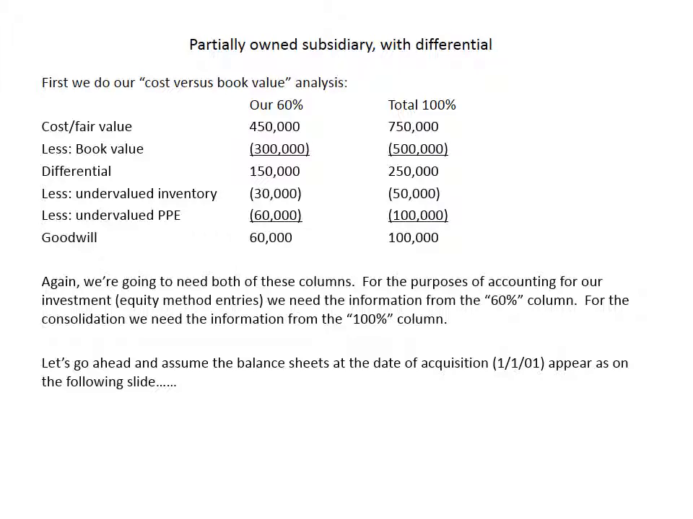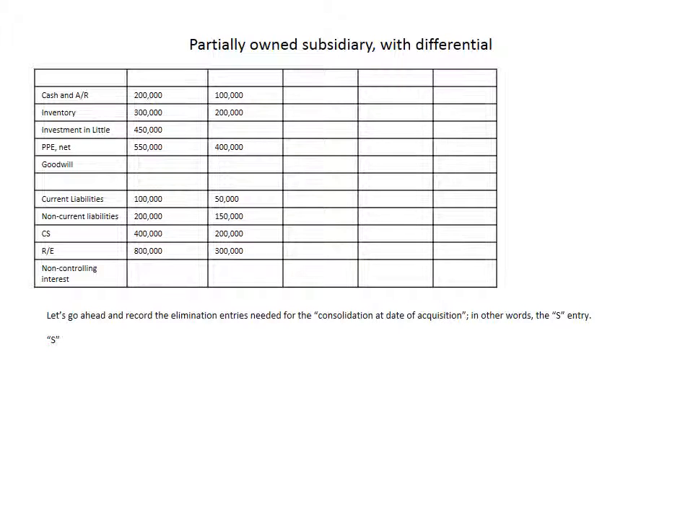Okay, let's go ahead and assume the balance sheets at the date of acquisition, January 1st, year 1, appear as on the following slide. And again, I sort of just picked these numbers out at random. The only constraint was assets must equal liabilities, Little's total book value is $500,000, and the investment in Little is $450,000. Everything else, just a bunch of random numbers. And again, let's go ahead and record the elimination entry needed for the consolidation at date of acquisition. In other words, just the S entry. No income, no dividends, no amortization, no nothing like that.